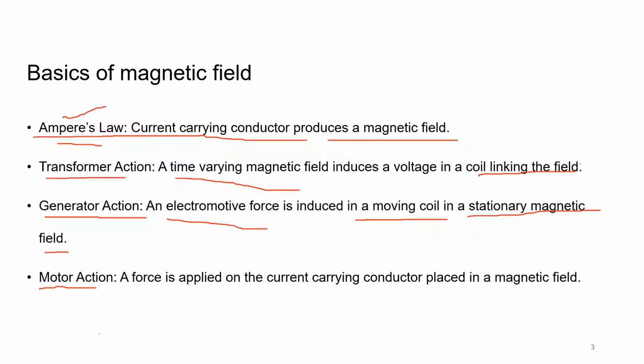Motor action: if there is a current carrying conductor placed in a magnetic field, there will be a force on it. So that is the motor action. If there is a current carrying conductor in a magnetic field, a force will be applied by the magnetic field on that conductor. We will derive all the principles of electric machines starting from these basic statements.